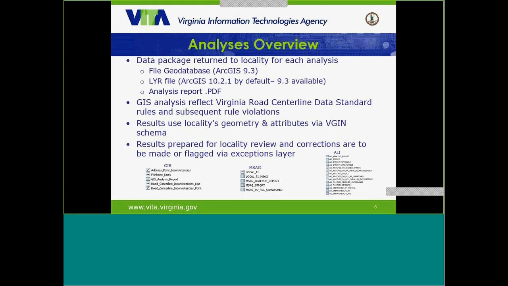So we've also created a point feature class that the locality can take and essentially drop a point into the map where they feel there is not an inconsistency, but we reported it to them as an inconsistency, which is not necessarily a true error. It's just one of those things that occur in data and legacy systems.